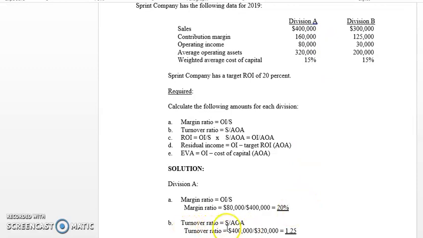Turnover ratio is sales over average operating asset. So sales is 400k and average operating asset is 320k. Bear in mind that they already give you average operating assets, so we just take this amount. We do not have to divide by 2 because they have not given us any assets in the beginning and assets in the end. So we just take this number. So we got 1.25.